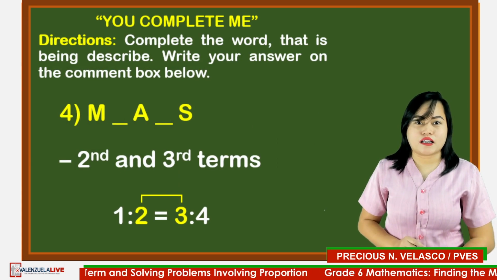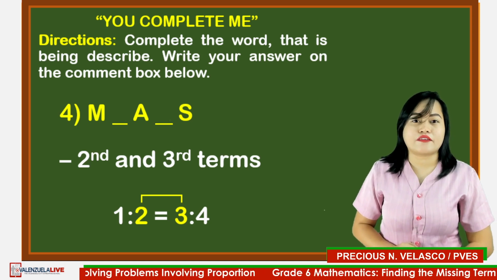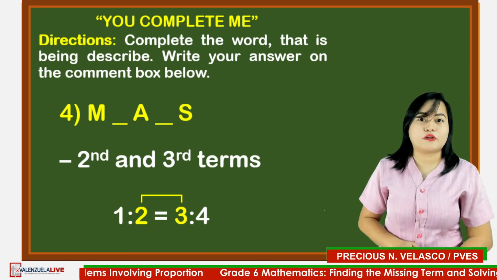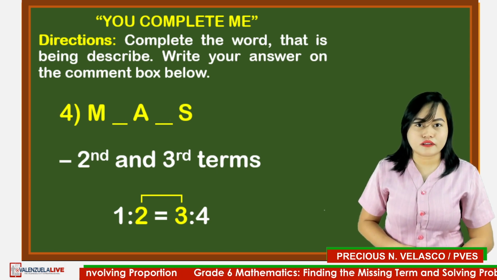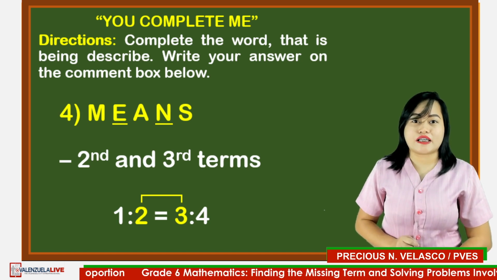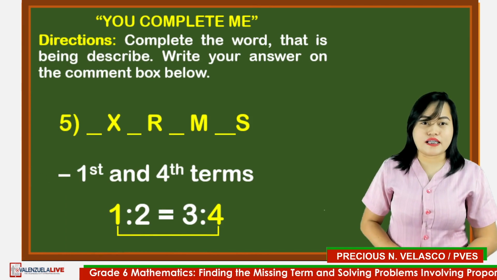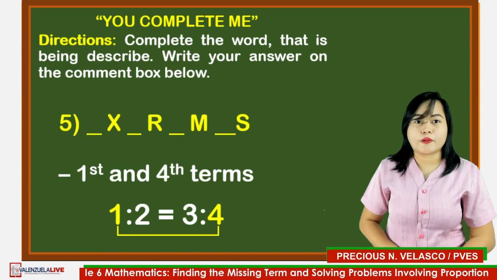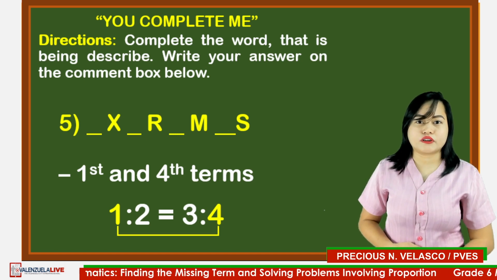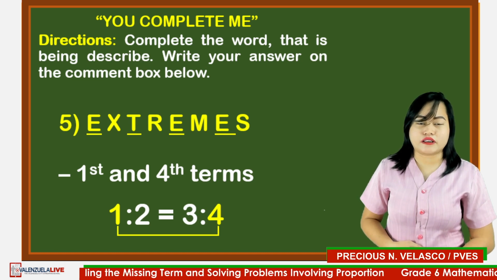Next one, let's proceed to the last two words. This is the second and the third term in a ratio or in a proportion. Okay, this is very good. This is means. Last one. This is the first and fourth term in a ratio or in a proportion. This is very good, the extremes.